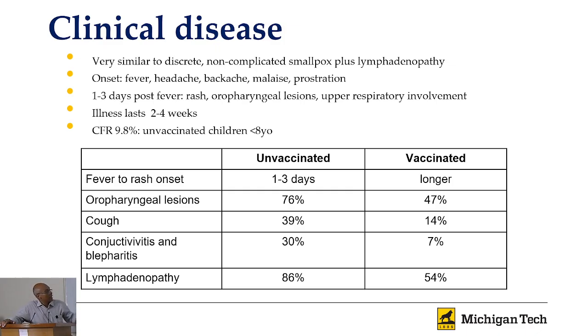So these are the vaccinated and unvaccinated. The comparison is this: if you are vaccinated, then the fever to rash onset is much longer. Lymphadenopathy is reduced, other symptoms are reduced, right? If you are vaccinated but you get the symptoms, with the vaccine you will not die, or your symptoms will be reduced.